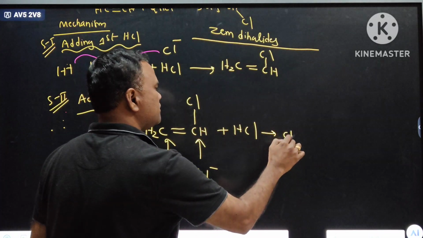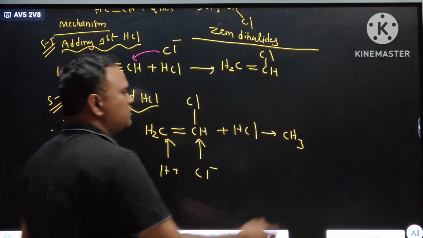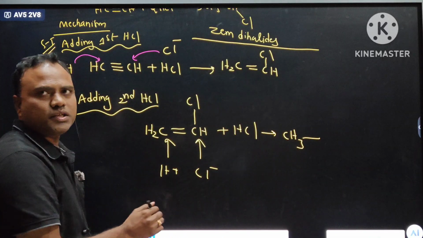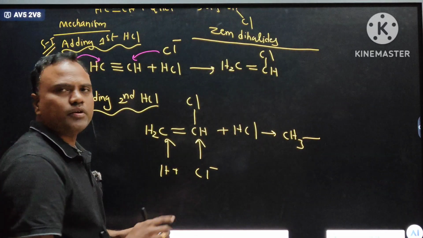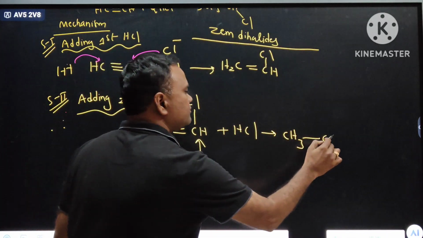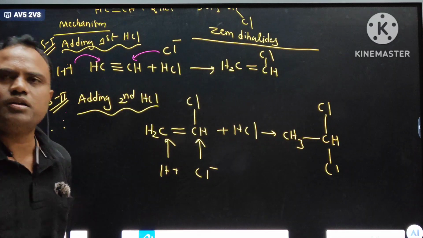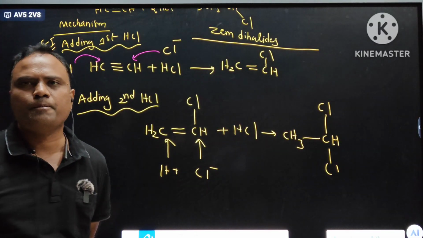So what we will get? CH3. Already two hydrogens are there. You are adding one hydrogen. And during addition, if a double bond is there, that will convert into single. See, this double is converting into single. So geminal dihalide or gem dihalide is formed.